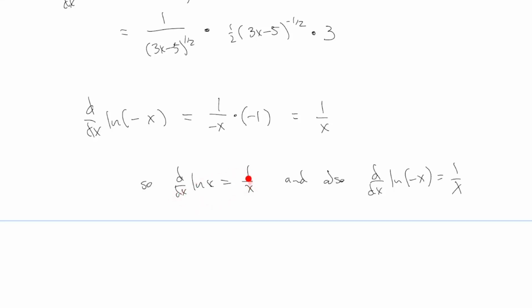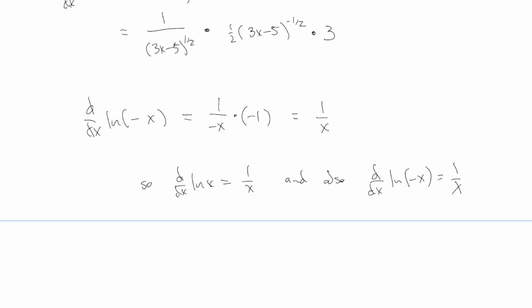This is the property that we've all been using all along, but then the example I just did, also the natural log of negative x is the same answer, right? 1 over x is the derivative of the natural log of x, and also negative x. Realizing this, what it means is when you're taking the natural log of something, it doesn't matter if it's positive or negative. You get the same answer, right? That's one way to interpret these two things.